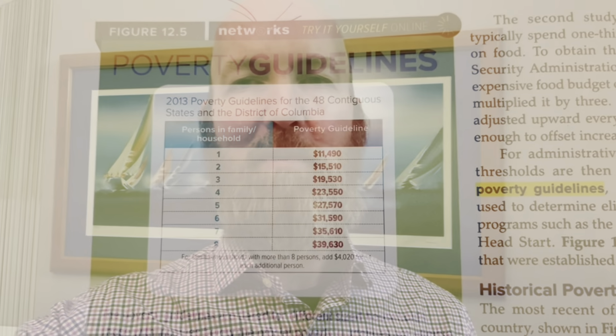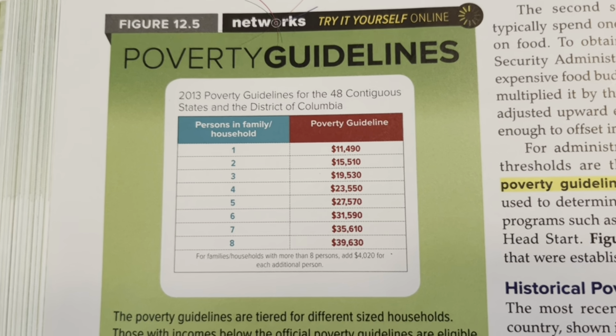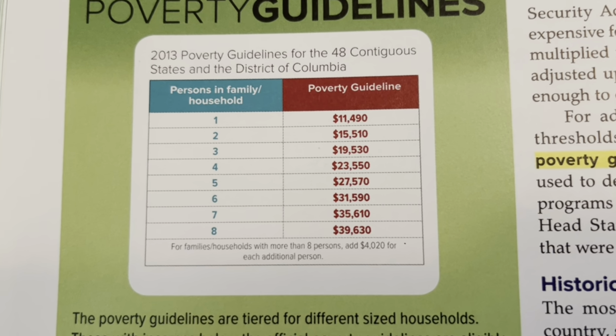Poverty is when you don't have enough income to meet your basic needs. So in the United States, we have a poverty threshold, a way where we count who is above or below the poverty level. And we use poverty guidelines for these. So the book has a chart that I'm going to show you in just a moment. So here is figure 12.5 on page 354, and it has the poverty guidelines for 2013.